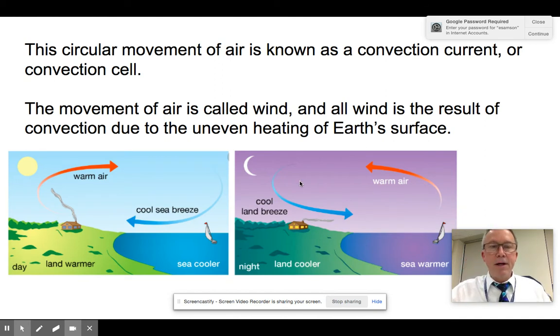Now, here's a good classic example of it. It's called the sea breeze and land breeze. So here's what we find. During the day, let's say the sun shines down. Well, the ground is going to be warmer than the sea. Now, this is true in the wintertime. It doesn't have to be hot. It's just that this is going to be warmer than this. So since the air is hotter here, it rises up. Since it's colder here, it sinks down here. So we get this pattern of air movement here.